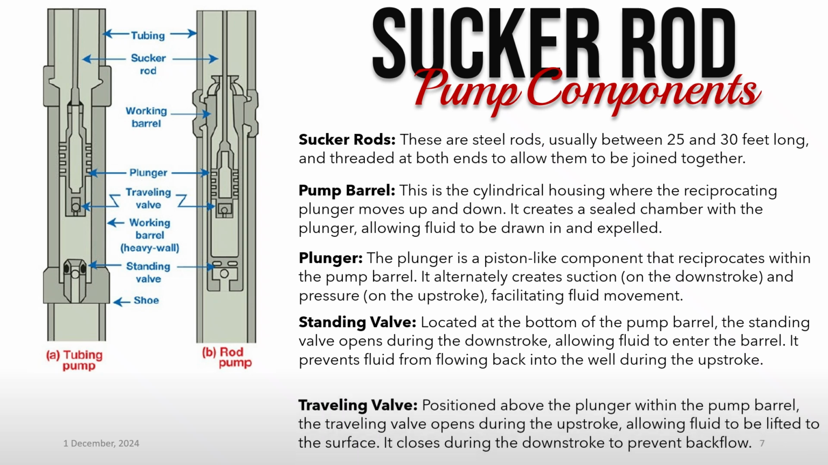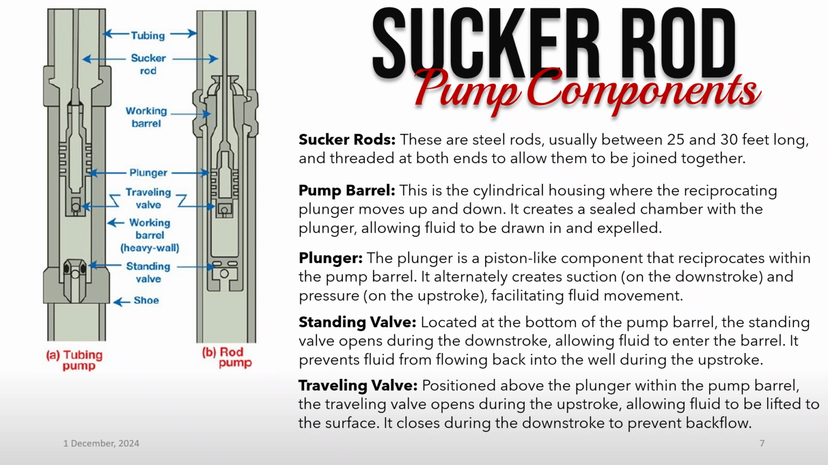The standing valve is located at the bottom of the pump barrel. It opens during the downstroke, allowing fluid from the wellbore to enter the barrel, and closes during the upstroke to prevent fluid from flowing back into the well. This ensures that the fluid drawn into the barrel is retained.